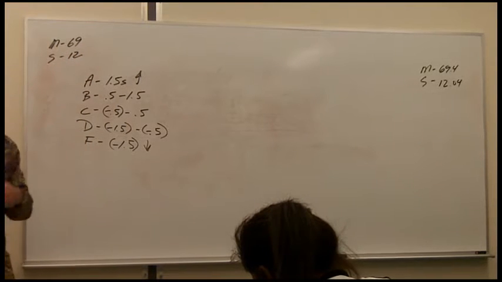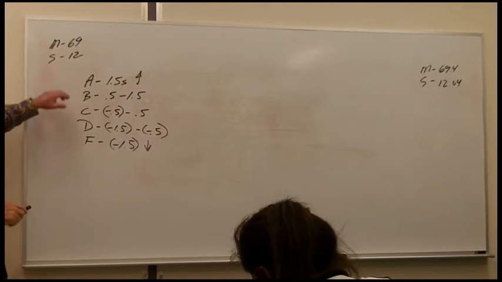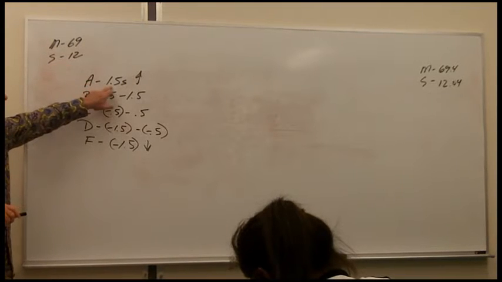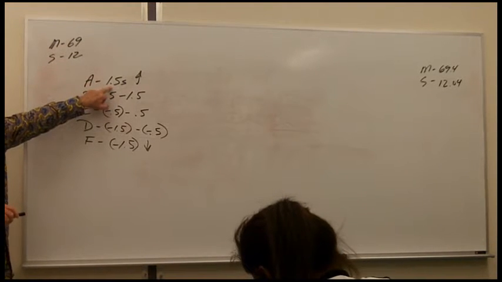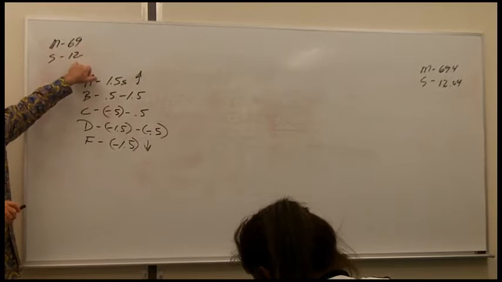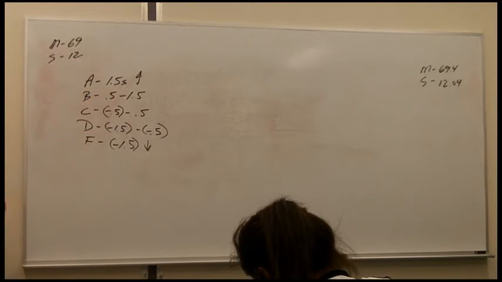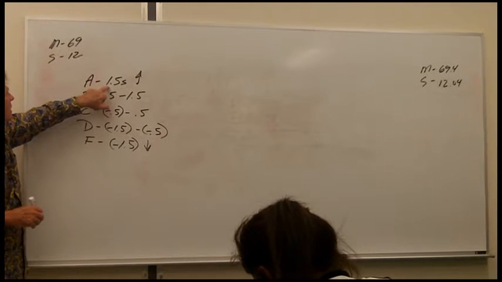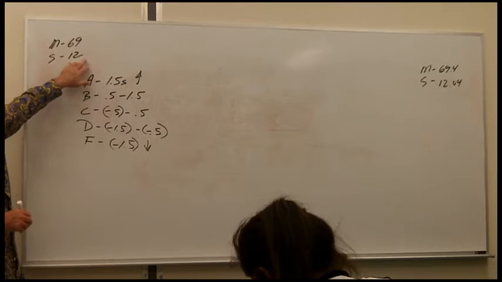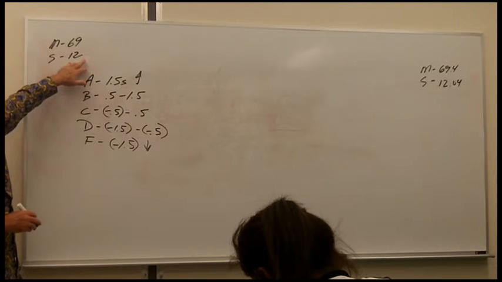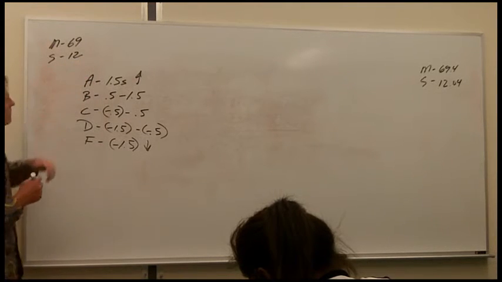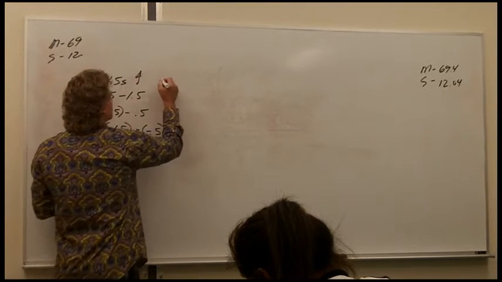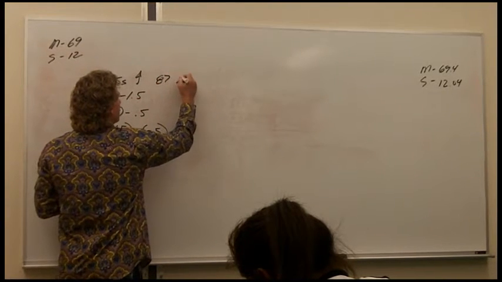All right, so how do we do this? All we have to do is take the standard deviation multiplied by 1.5 and add the mean, and that'll give us the top number. So we go 12 times 1.5, 18, plus 69, so we're at 87. So an A is going to be anyone scoring 87 and above.